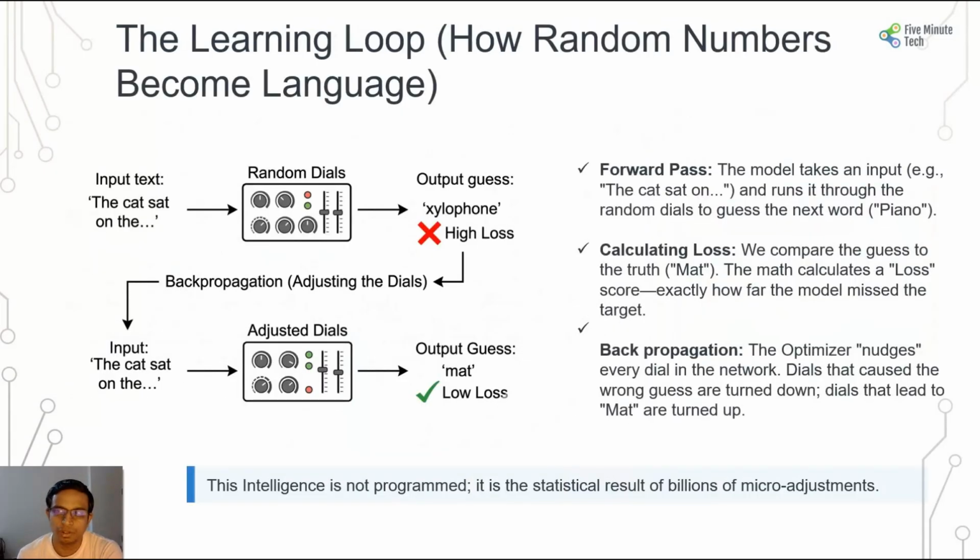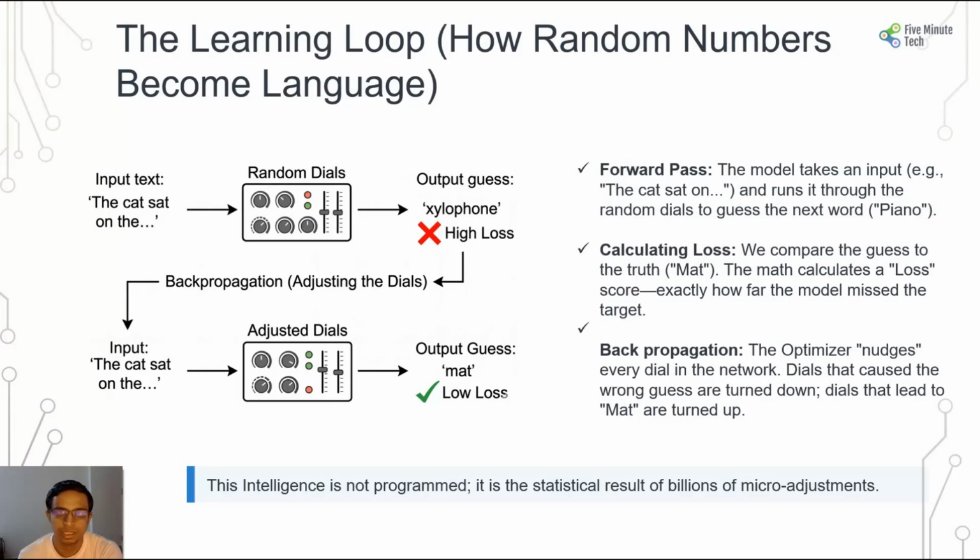The learning loop: how random numbers become language. You can think of the input text as something like "the cat sat on the", a fill in the blank, and then there are random dials and the output guess might be something like "xylophone", which will be a high loss because that does not fit in the sequence of words we have already provided. So there will be back propagation, adjusting the dials, and the input again. When it comes like "the cat sat on the" and the output guess is "mat", that will be a low loss or a high accuracy.